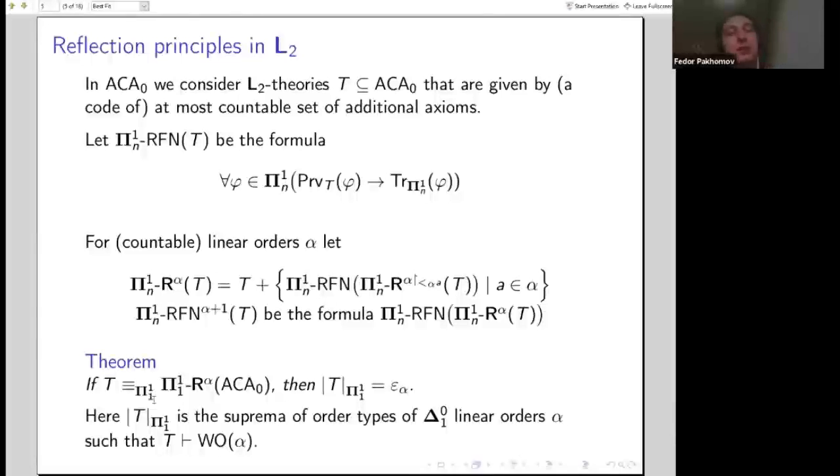Okay, so here is the first theorem that I want to mention. This is a connection between iteration of Π11 reflection and Π11 ordinals in the more standard sense. If theory T has the same Π11 consequences as alpha-times iterated Π11 reflection, then the proof-theoretic ordinal of T is epsilon alpha.